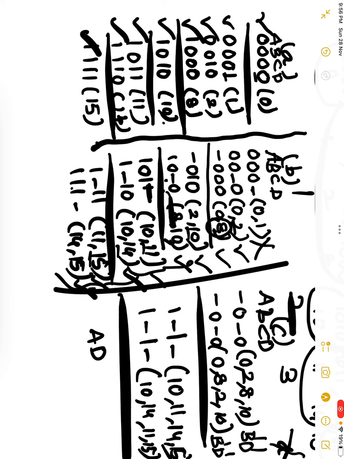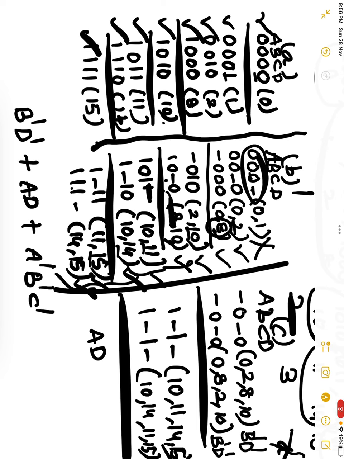But this is not useful. You have not used this one 0 0 0 1. So your answer will be B complement D complement plus AD plus A complement B complement C complement because of this one. This is the tabulation method answer. The same answer you are going to get when you solve the problem with K-map also. If you have any doubts, you can verify your answer with K-map. Thank you.